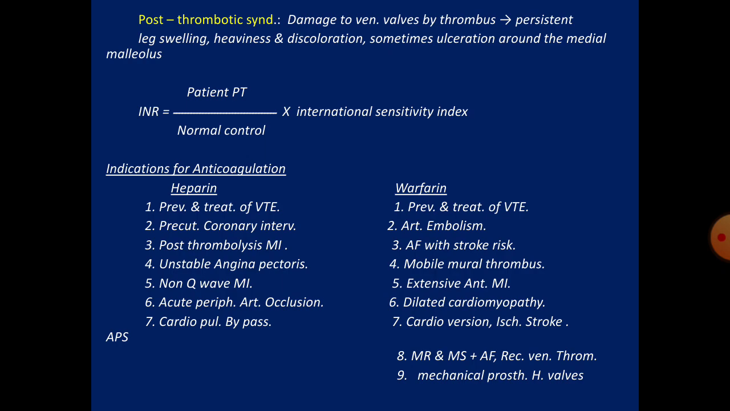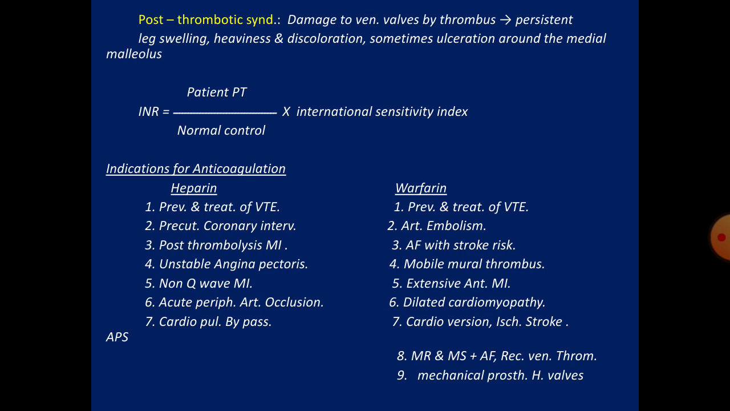One of the complications of deep vein thrombosis is what we call post-thrombotic syndrome. This is because of the damage of the vein valves by the thrombus, which leads to persistent leg swelling, heaviness, discoloration, and sometimes ulceration around the medial malleoli, in order to differentiate from the arterial ulcer, which mainly occurs in the lateral malleoli or the pressure area.